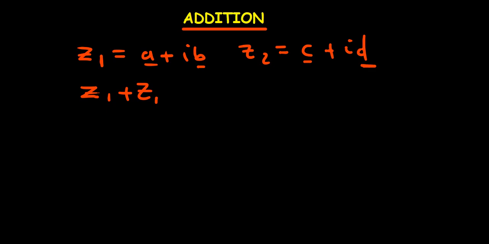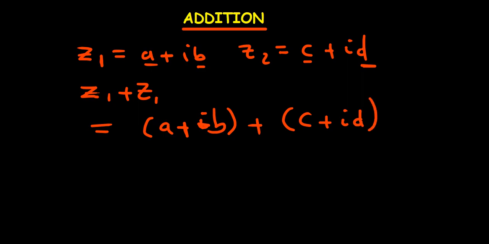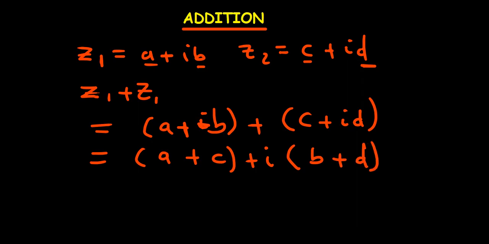So now this is going to be equal to a plus ib plus c plus id. Then you add the real part to the real part, so that is a plus c, then plus here on the imaginary part you factor out the i, then you have b plus d. So this is how we add complex numbers.